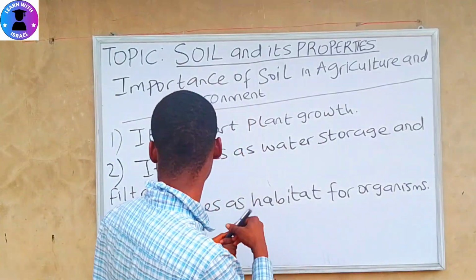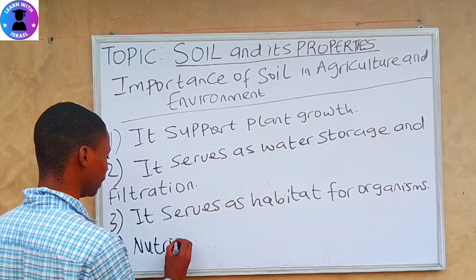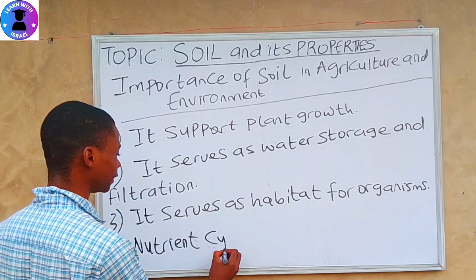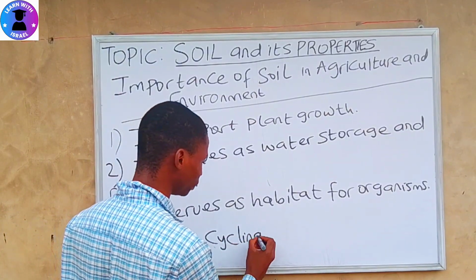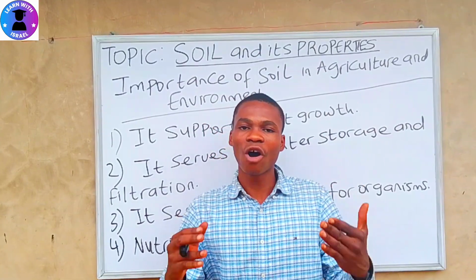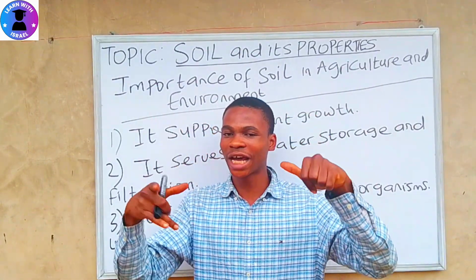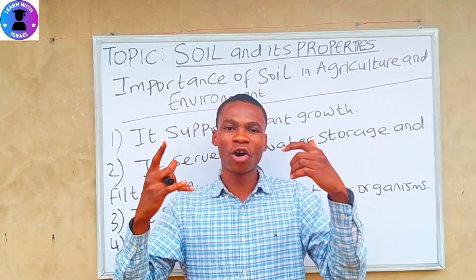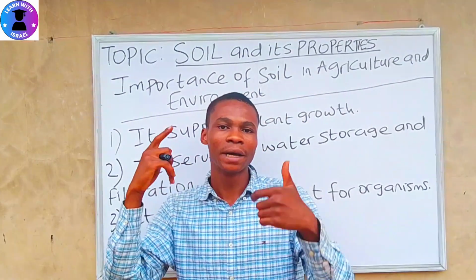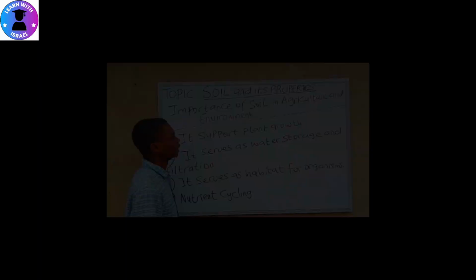So let's move to the next importance. Nutrient cycling. Soil helps in nutrient cycling. How is soil helping in nutrient cycling? Soil breaks down organic matter and once it breaks down that organic matter, it stores it and it is reused by plants. Let's move to the next importance of soil.